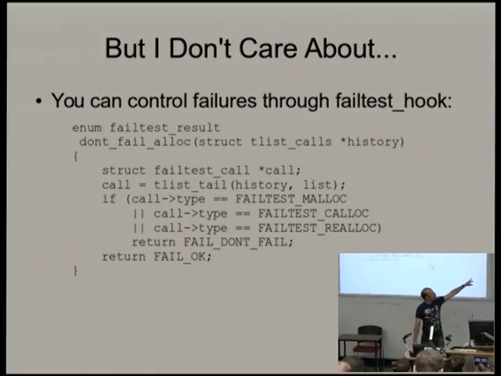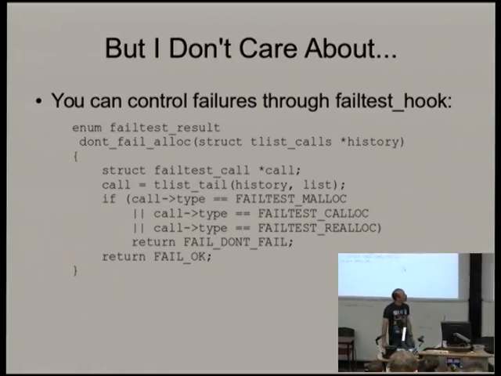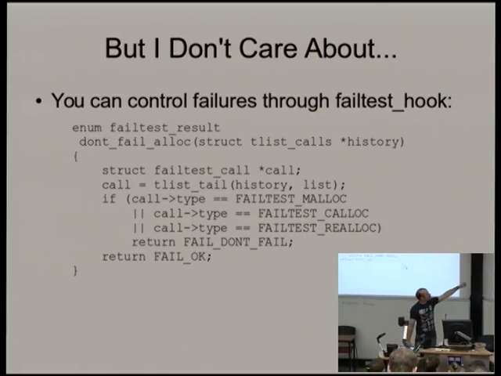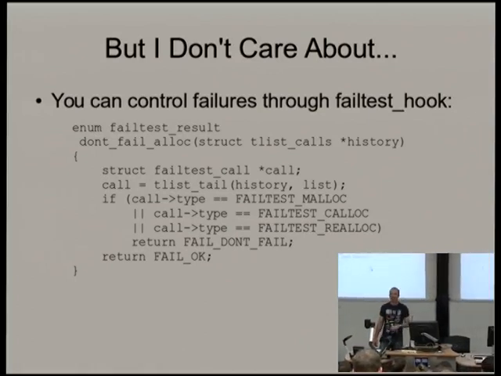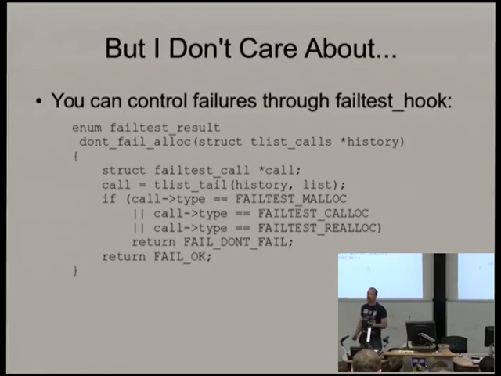So here we say, basically, we've got this linked list of the history, we grab the tail, and if it's a malloc, a calloc, or a realloc, we don't ever fail it. So that solves things pretty nicely.